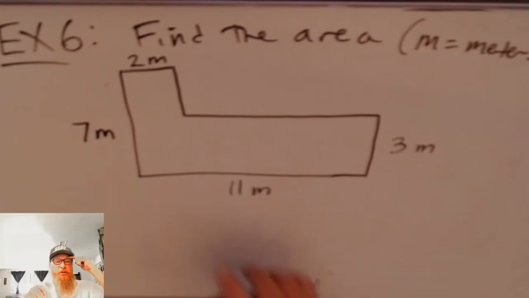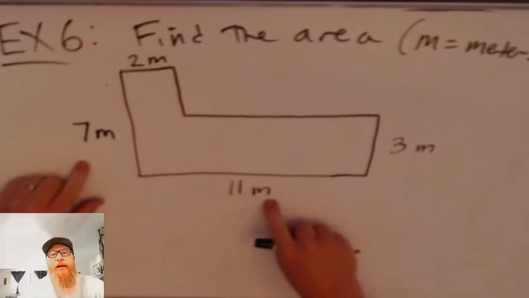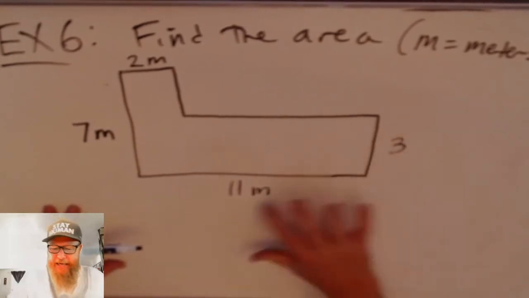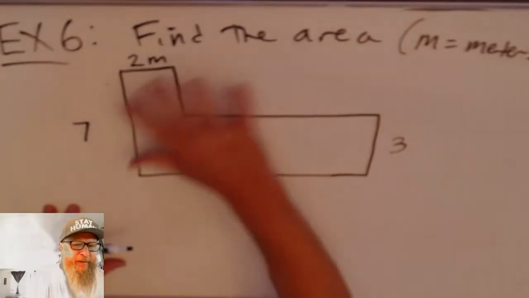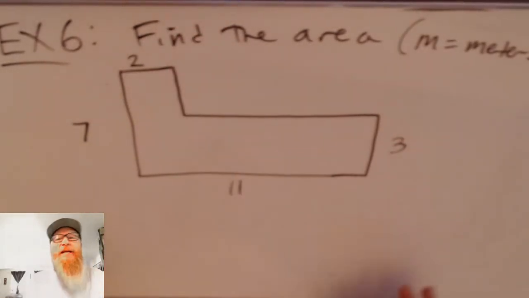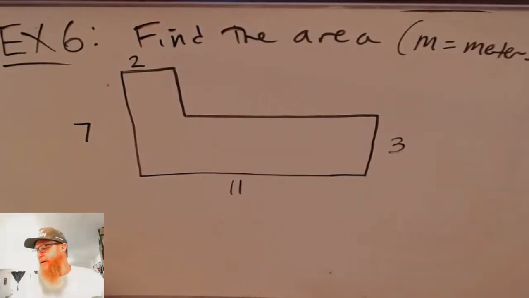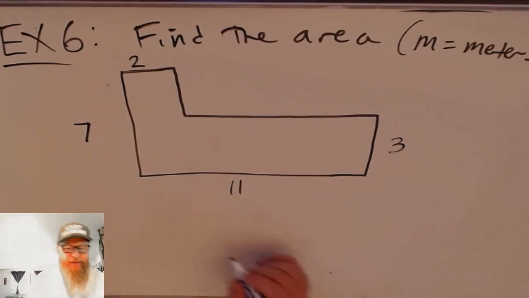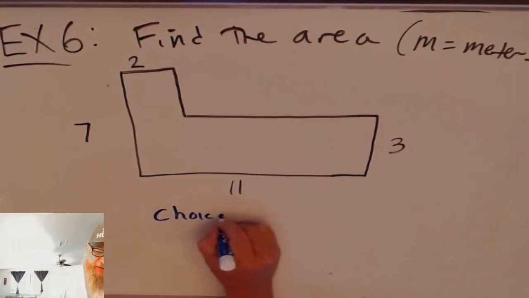So we got 2 meters, we got 7 meters, we got 11 meters, and we got 3 meters. It turns out that we don't really need the M's. We're not going to include the M's in our calculation. Ah, there it goes. All right. And so we need to dissect it into 2 rectangles. All right, so you have a choice.